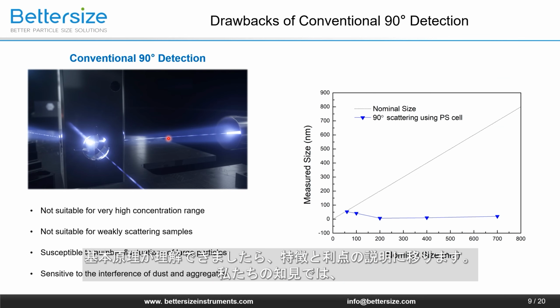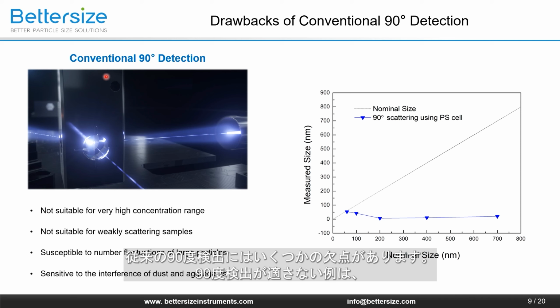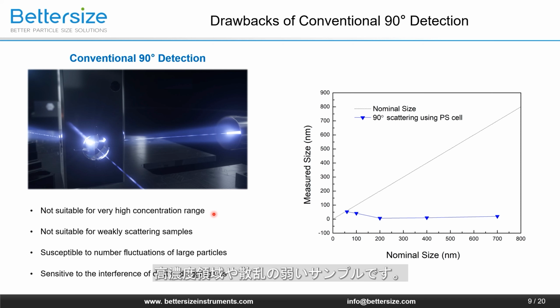According to our knowledge, there are some drawbacks of the conventional 90-degree optics. For example, the 90-degree optics is not suitable for high concentration range. It's also not suitable for weakly scattering samples. In addition to that, this optics is susceptible to number fluctuations of large particles and also sensitive to the interference of dust and aggregates within the samples.